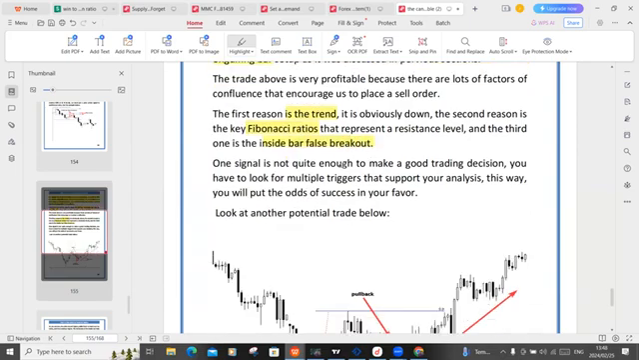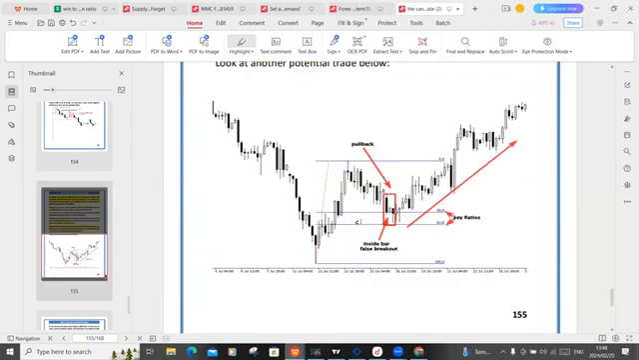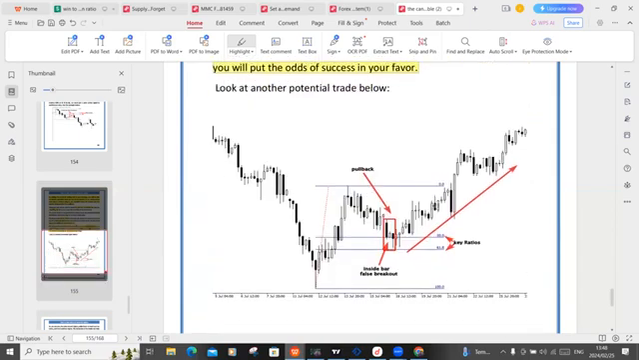One signal is not quite enough to make a good trading decision. You have to look for multiple triggers that support your analysis. This way you put the odds of success in your favor. Look at another potential trade below. Okay, so what do we have here? Price was coming down, price was coming down.